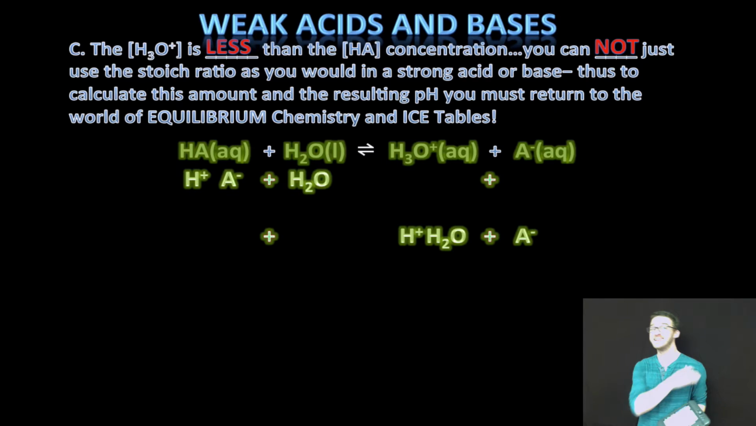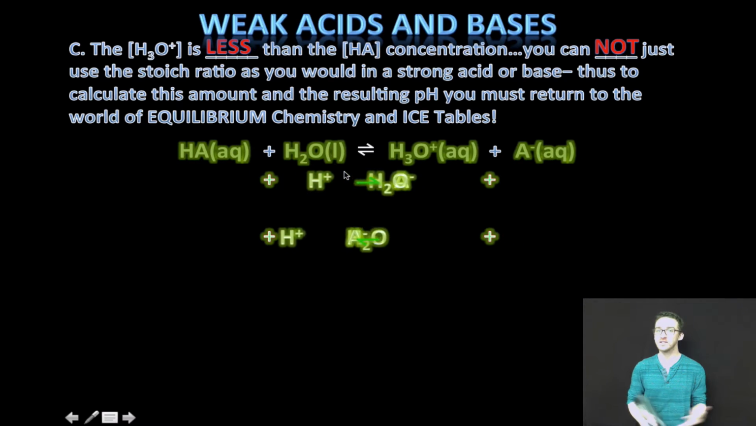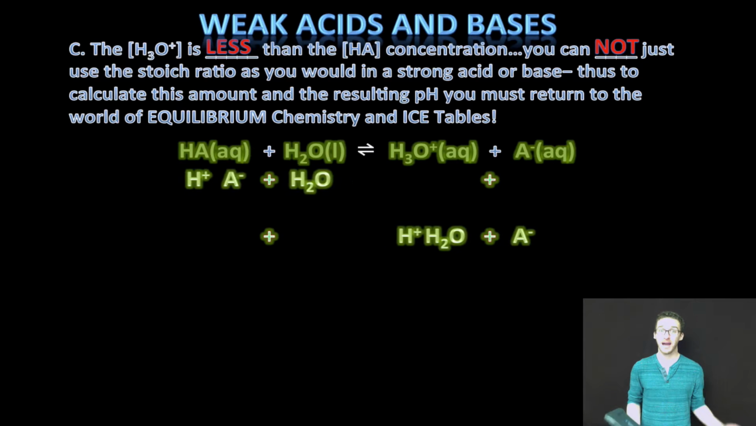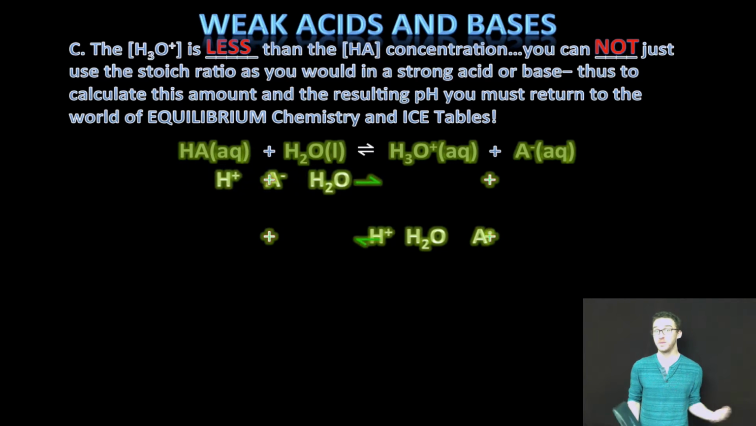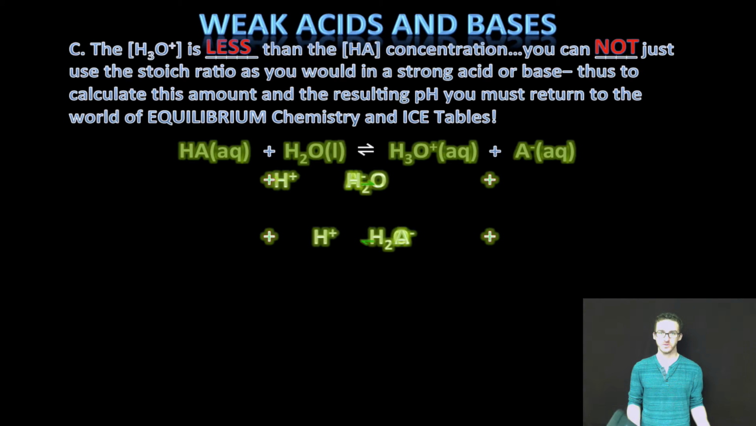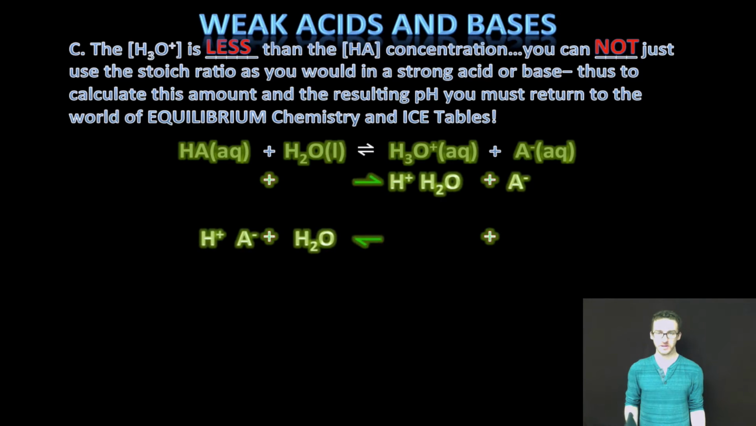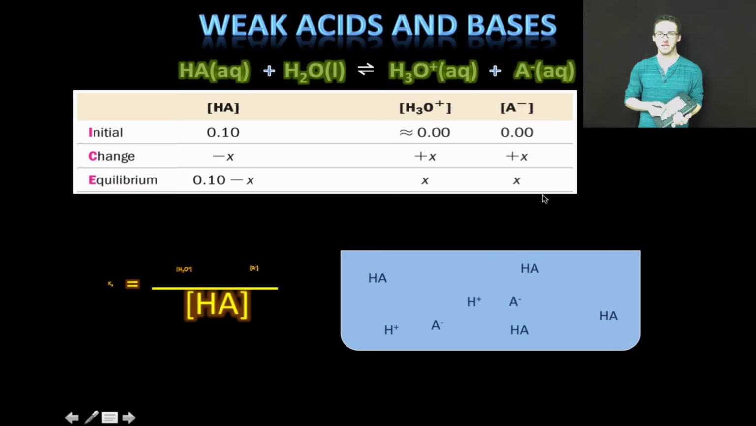And therefore, you cannot just use the stoichiometric ratio as you would in a strong acid or strong base. And therefore, in order to determine the amount of hydronium ion and therefore the pH for weak acid solutions or weak base solutions, you have to return to your understanding of equilibrium and utilize ICE tables. So as a generalized example, take a moment to throw back to the good old days of ICE tables. For many of the weak acids that we're going to be working with, it's going to be a 1-to-1-to-1 relationship in terms of the change that we see in our ICE table.